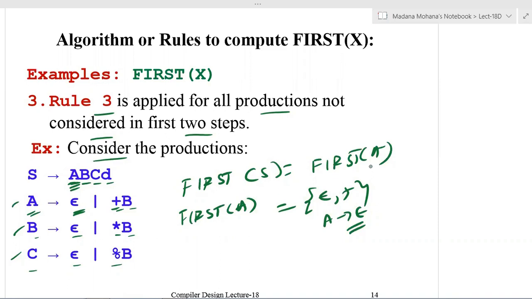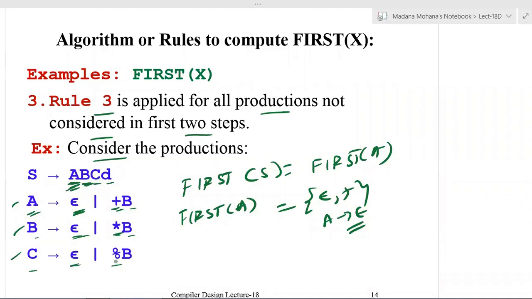Like that you have to continue. Suppose A derives null, then you substitute A as null and proceed to the next symbol also. Why? Because if A does not contain null, we can't see B. But here A contains null, so compulsorily you have to check B also. First of B is null comma asterisk. Then B also contains null, so you can substitute AB as null. Then you get C, so you need to consider first of C.